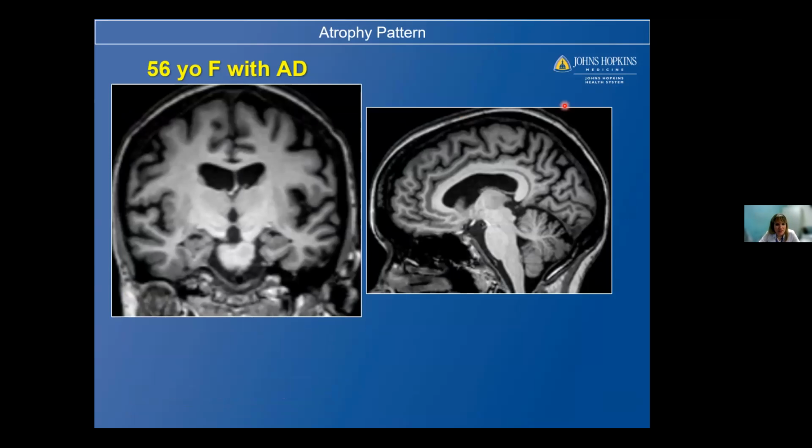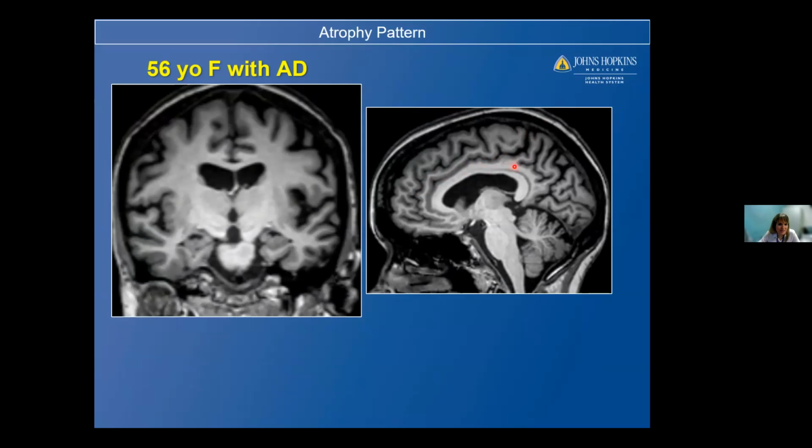On the other hand, this is a much younger 56-year-old patient with early onset AD, where we see nearly normal hippocampi, but relatively prominent medial parietal sulci, including the marginal ramus of the cingulate sulcus and the parietal occipital sulcus. So again, this is the marginal ramus of the cingulate sulcus. This is the cingulate sulcus over here.